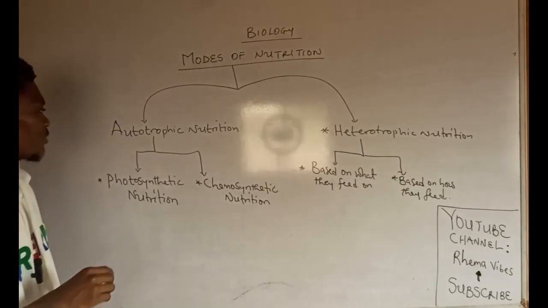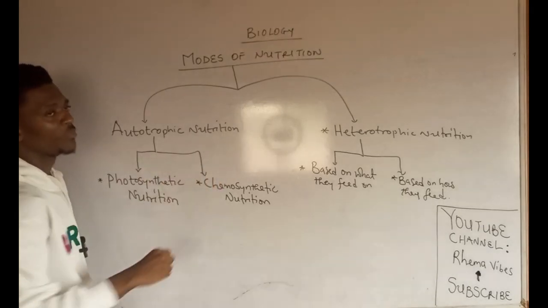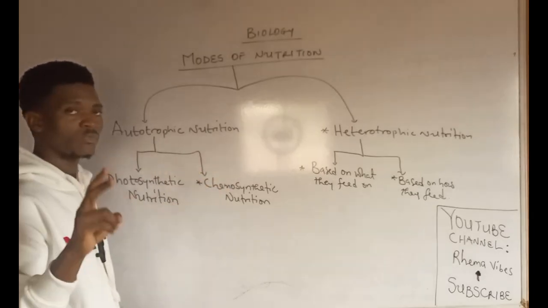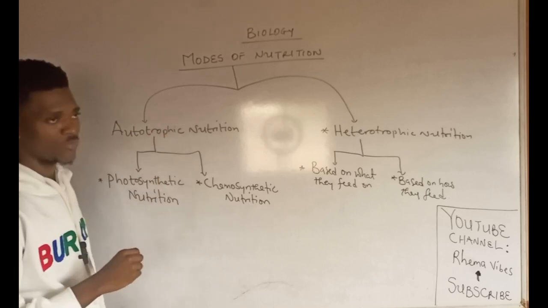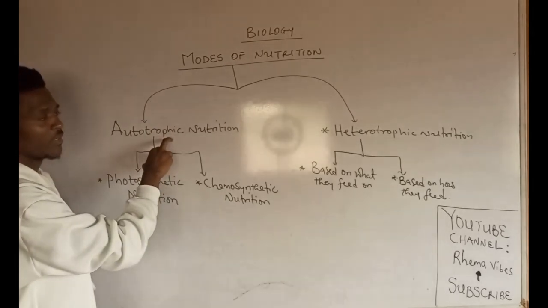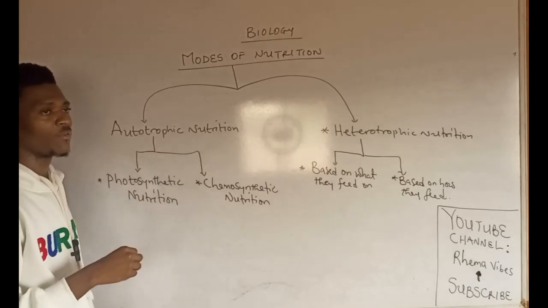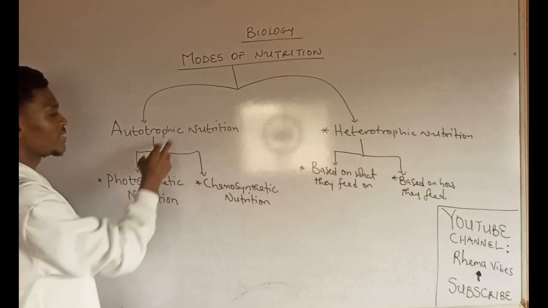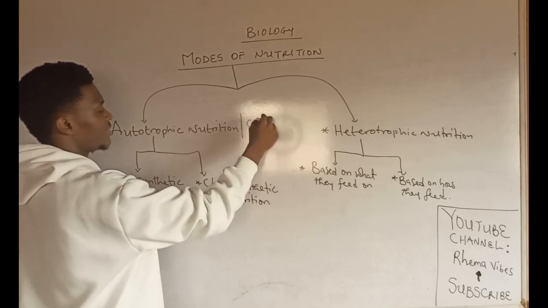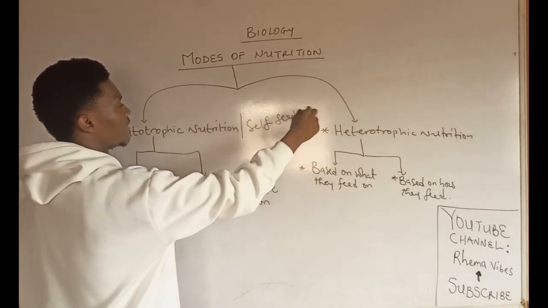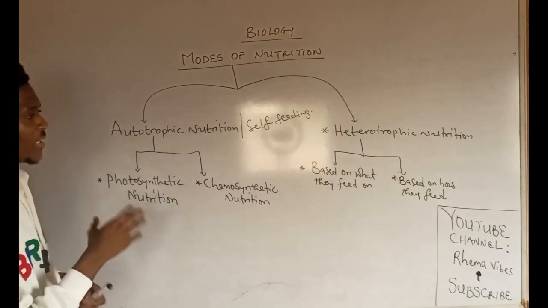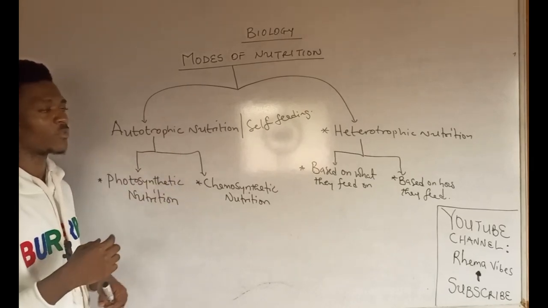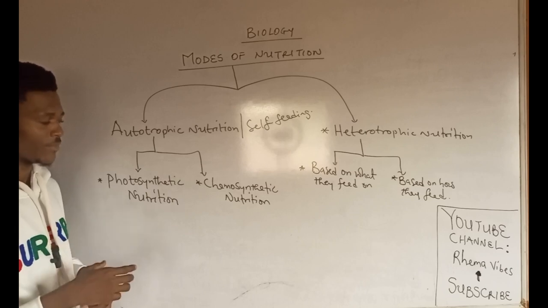Now, considering the modes of nutrition, we have two different divisions: the autotrophic nutrition and the heterotrophic nutrition as the two main broad divisions. When we talk about autotrophic, it has to do with a kind of nutrition that involves an organism feeding itself. This is also called self-feeding, and it is usually exhibited by plants exclusively. So animals are unable to carry out autotrophic nutrition because they cannot produce or manufacture food by themselves.